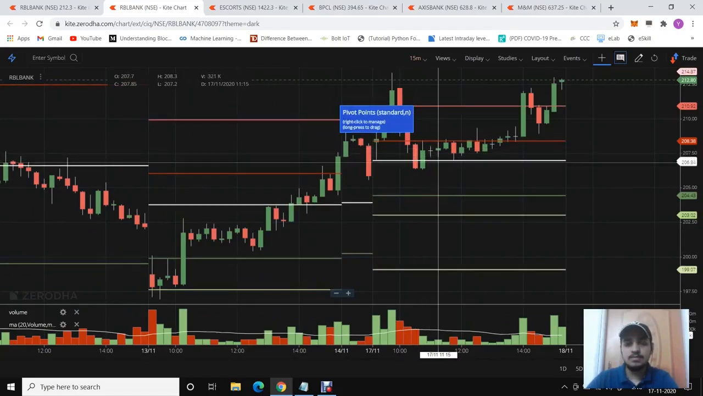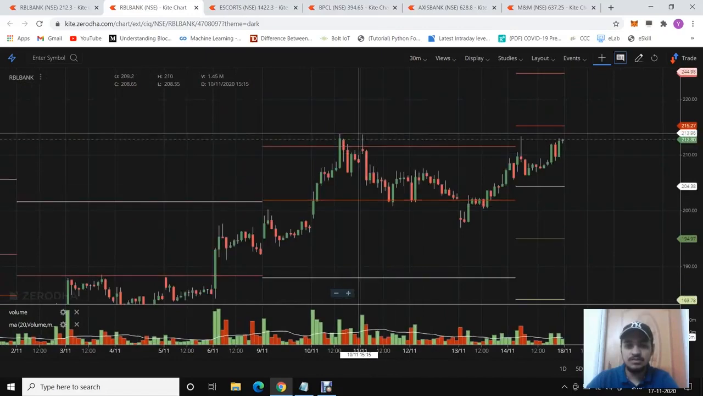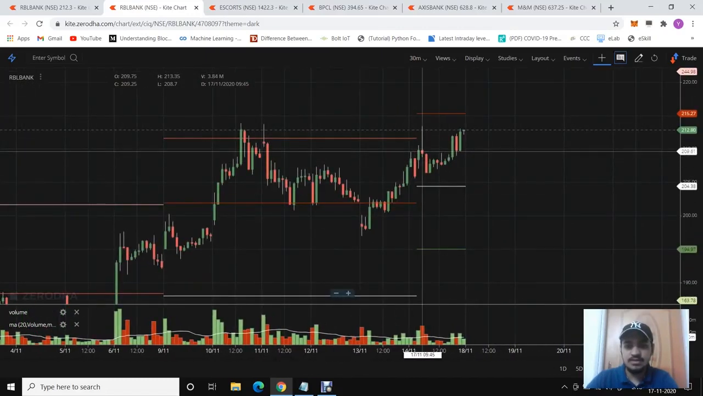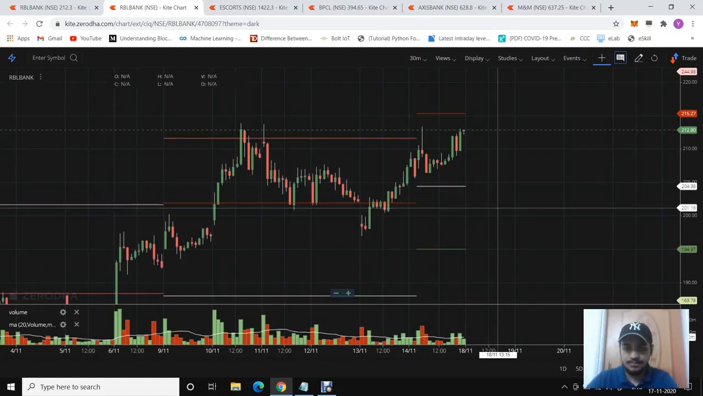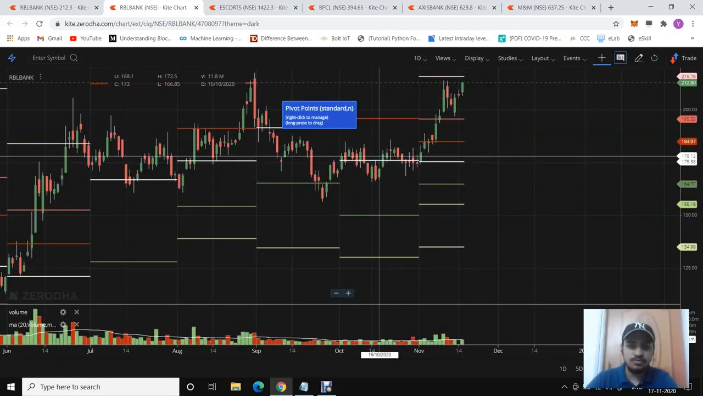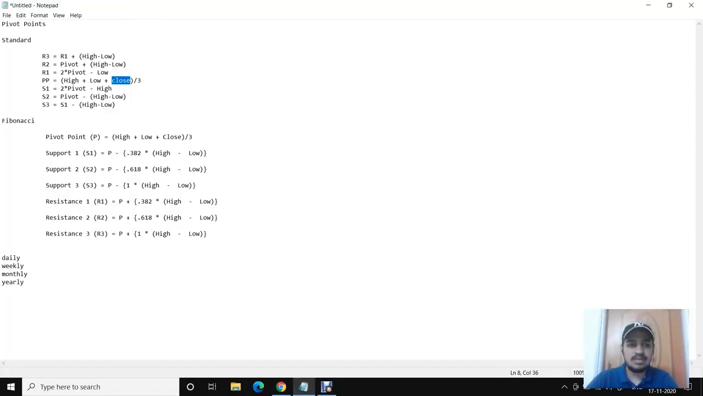But if I'm trying to find the pivot point on a weekly time frame, in that case I'll be taking high of the previous week, low of the previous week and close of the previous week, sum it up and divide by 3. And similarly in the monthly time frame I'll be taking high, low, close of the previous month. So that is how the pivot points are calculated.